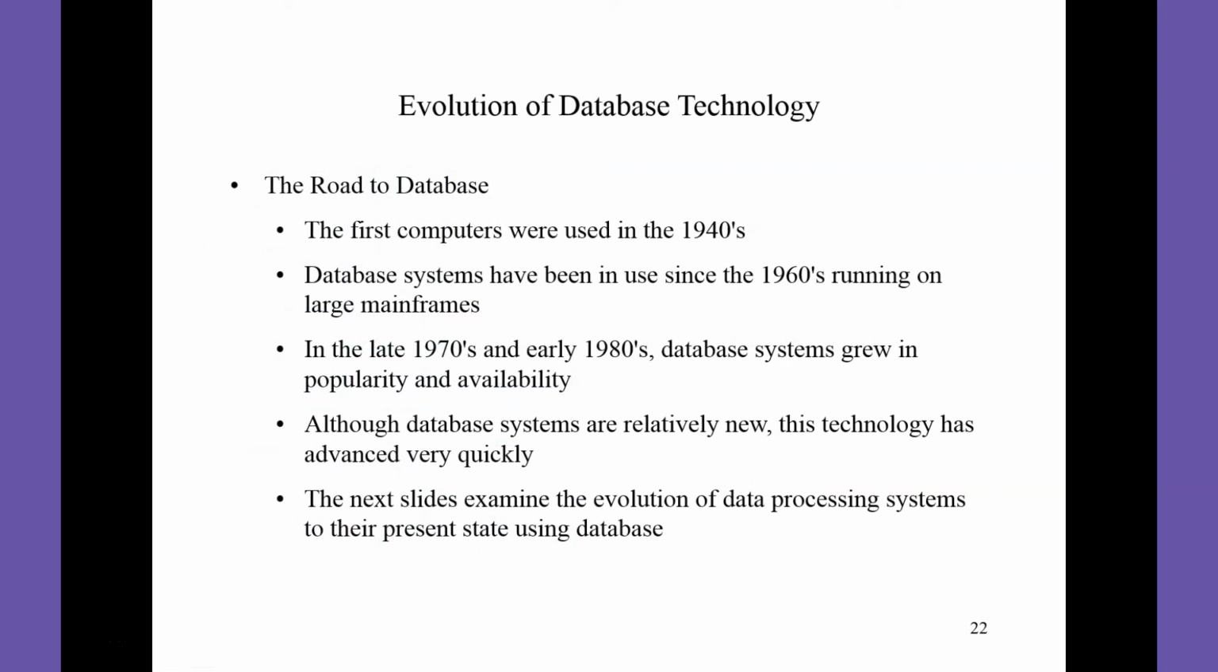When attempting to understand something, it's helpful to trace back how we got to this point and what brought this thing into existence or fashion. The objective of the next several slides is to do exactly this: explain what motivated the development of database systems. The first computers were used in the 1940s. Database systems have been in use since the 1960s, running on large mainframe computers. In the late 1970s and early 1980s, database systems grew in popularity and availability. Although database systems are relatively new, the technology has advanced very quickly.